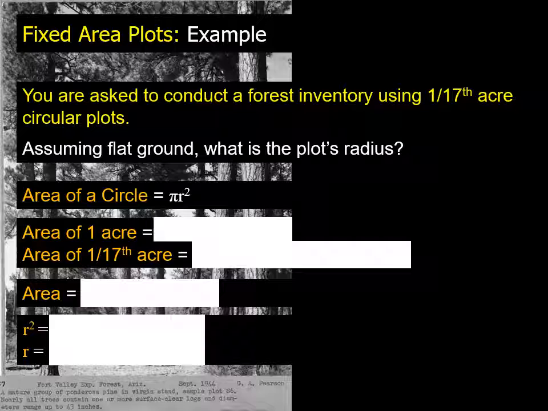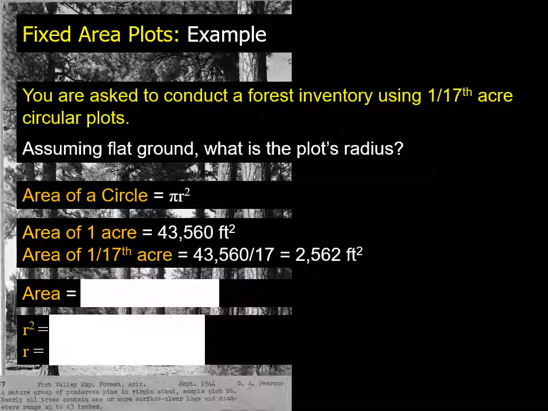We would start by wanting to know the area of a circle is equal to pi times the radius squared, and that when we have an acre, it is 43,560 square feet. And so to find the area of a 17th acre area, we have 43,560 square feet in an acre divided by 17 plots, which tells us each plot would contain 2,562 square feet.